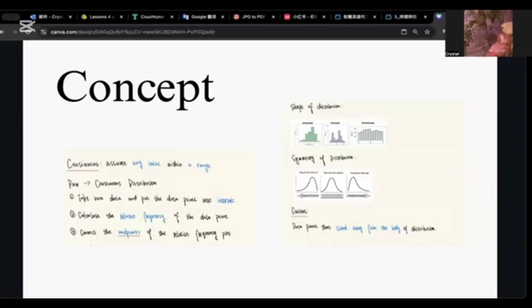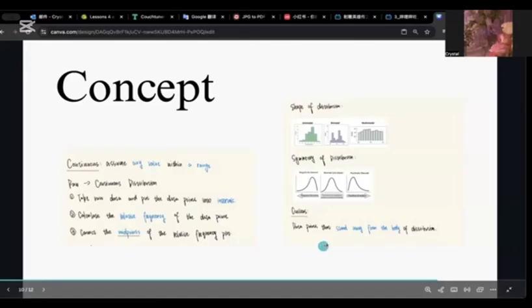We will take raw data and put the data points into intervals. Then, we will calculate the relative frequency of the data points. Third, we will connect the midpoints of the relative frequency plot. For the shapes of distributions, we have unimodal, bimodal, and multimodal. For the symmetry of distributions, we have positively skewed or negatively skewed. Then, for outliers, the definition is data points that stand away from the body of the distribution.